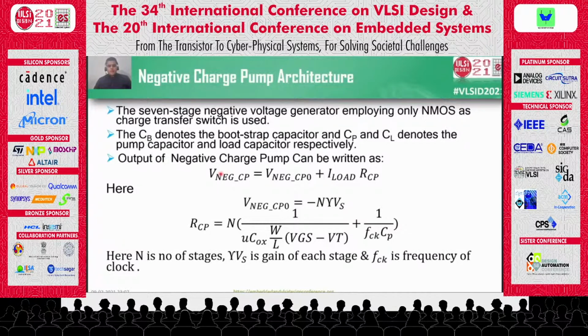Vnag CP, the output of the negative charge pump, can be given as Vnag CP0 plus I load times RCP. Here Vnag CP0 is minus n gamma Vs, where n is the number of stages and gamma Vs is the gain of each stage, and RCP is the output impedance seen from the negative charge pump. This output impedance includes 2 terms: one is the impedance of the switches, and the other is the impedance of the capacitance, and it is multiplied by the number of stages.